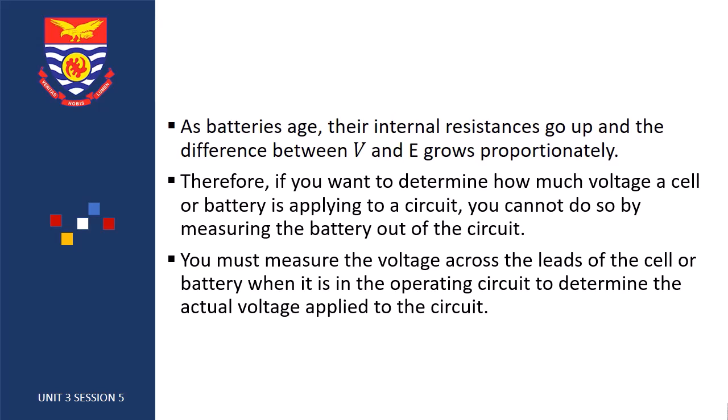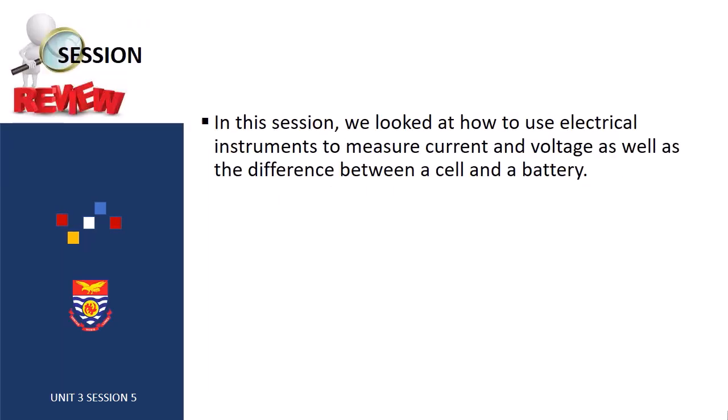Now, students, in this session we looked at how to use electrical instruments such as the voltmeter and the ammeter, or the multimeter, to measure current and voltage, as well as the difference between a cell and a battery. We saw that to measure the current, we must connect the multimeter in series with the circuit, and to measure the potential difference or voltage, we must connect the voltmeter in parallel to the circuit component. Now, as we bring the session to an end, let us have this as a take home.